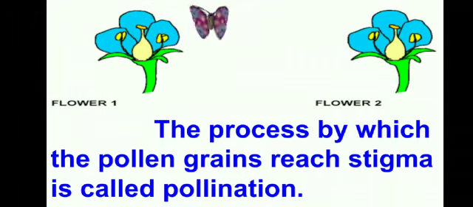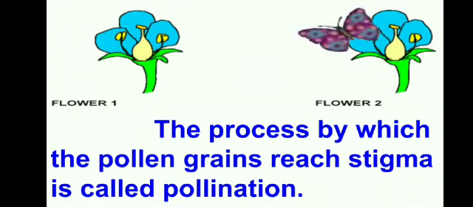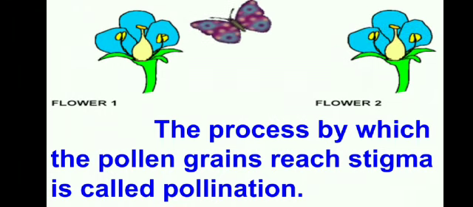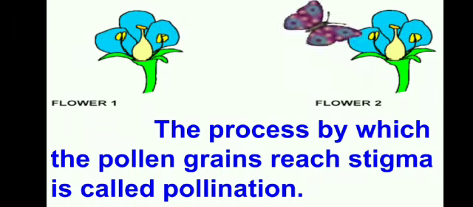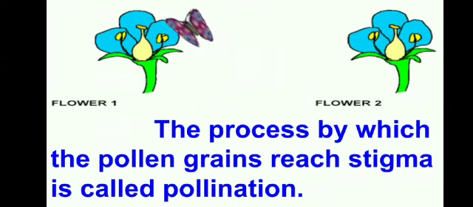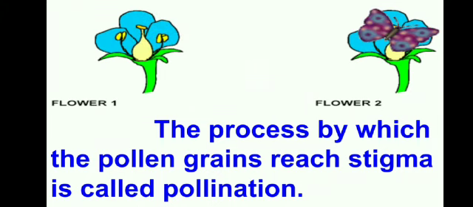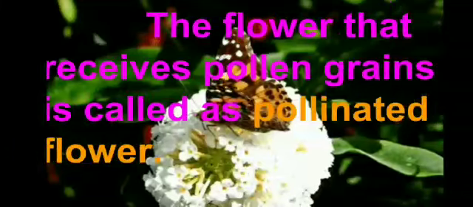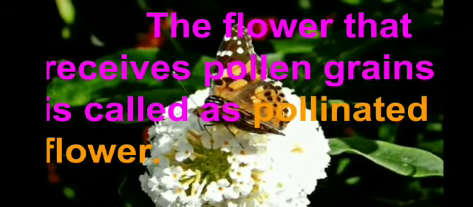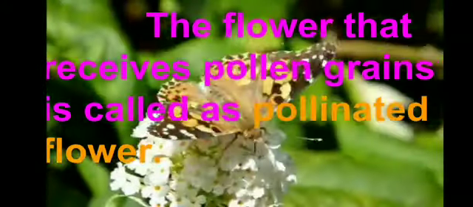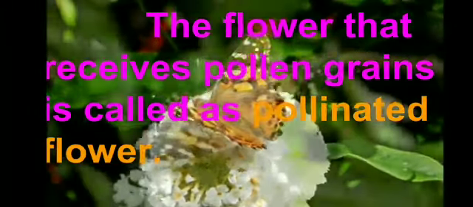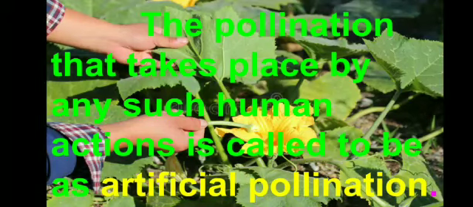See here in this picture, you can see a butterfly. It collects the pollen grains from one flower and carries them to the stigma of another flower. So this is the process of pollination. The flower that receives pollen grains is called a pollinated flower, and the flower which doesn't get the pollen grains is termed an unpollinated flower.